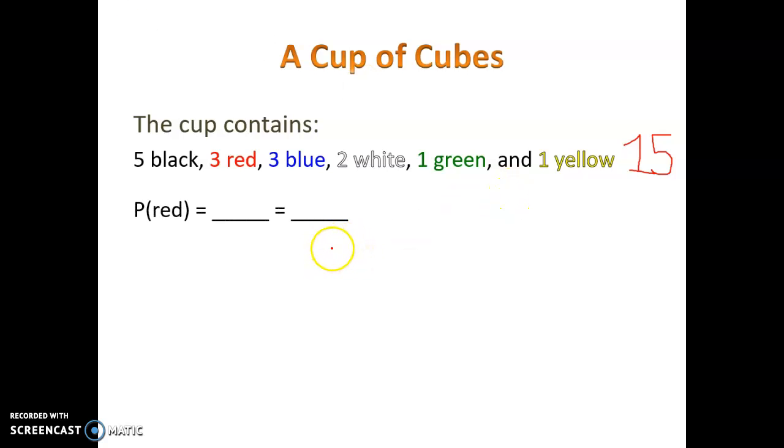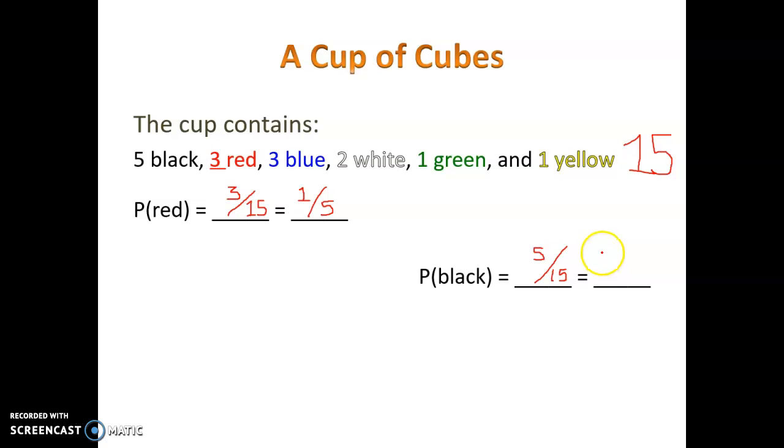What's the probability of our picking a red? Well, our denominator will be 15, because that's the total number of cubes in the cup. 3 of them are red, so our probability is 3 out of 15. We can simplify that. Both 3 and 15 are divisible by 3. 3 divided by 3 is 1. 15 divided by 3 is 5. How about the probability of pulling out a black? Well, again, there's 15 cubes in the cup, and 5 of them are black. 5 out of 15 simplifies. 5 divided by 5 is 1. 15 divided by 5 is 3. So the probability, that's what the P stands for, of a black is 1/3.